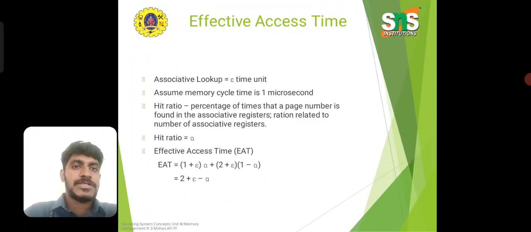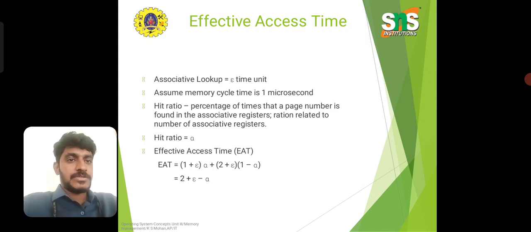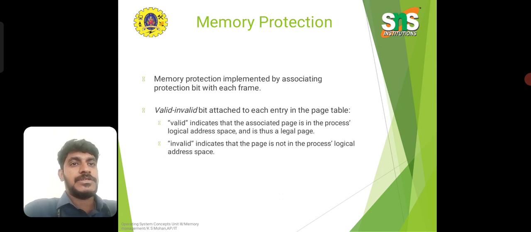Then effective access time: we have the associative lookup time, and we assume the memory cycle time is 1 microsecond. The hit ratio is the percentage of times that a page number is found in the associative registers, and it is related to the number of associative registers. With hit ratio equal to alpha, the effective access time, EAT, is given by a formula, and we can see the effective access time here.